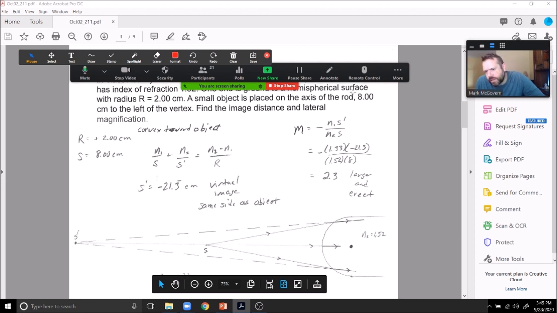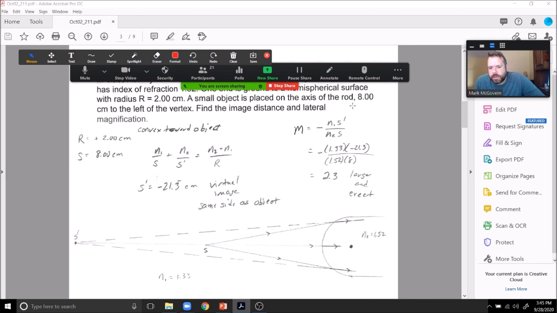I mean, you see, oh, index of refraction is different. You don't think you're going to have a completely different scenario here. This is very different, but the mathematics doesn't lie. So n1 is 1.33 and n2 is 1.52. We have our same object distance and the same radius. You solve that equation, we end up with a negative 21.3. That's a virtual image, and in the convention of refraction, that means we're on the same side.